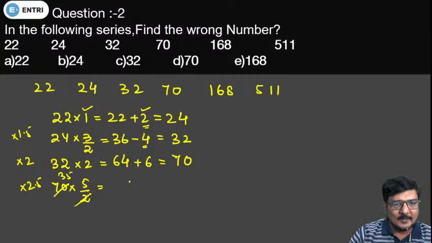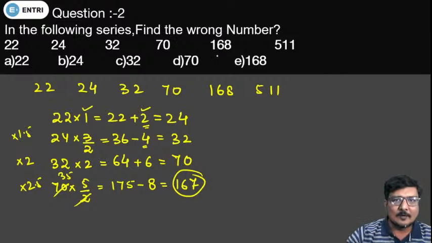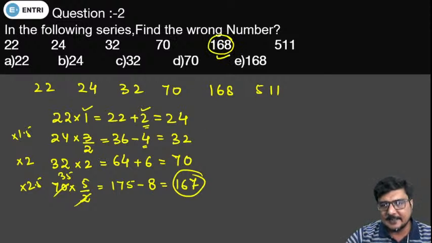35 into 5 will give you 175, and this will give you minus 8. So when we subtract 8, what will we get? We will get 167. So the wrong term in this particular series comes out to be 168.